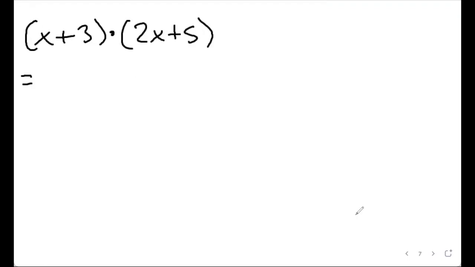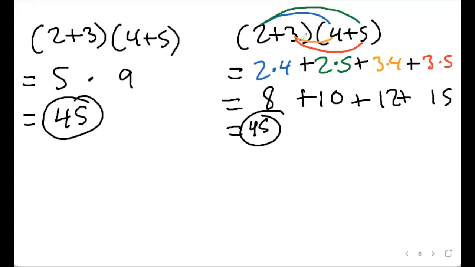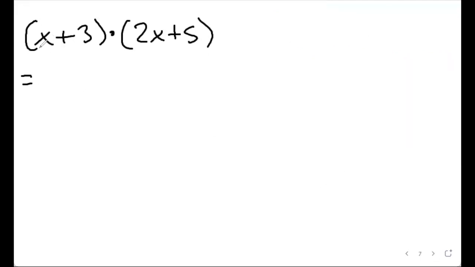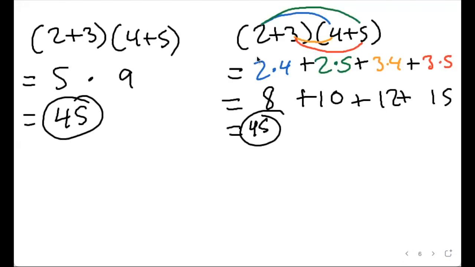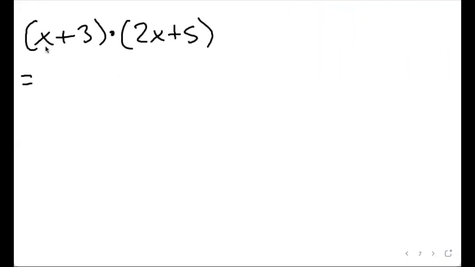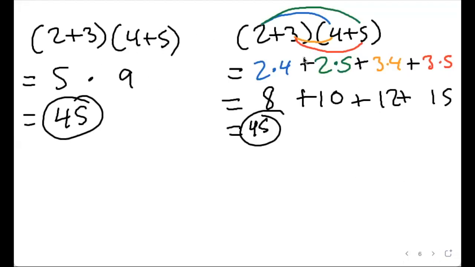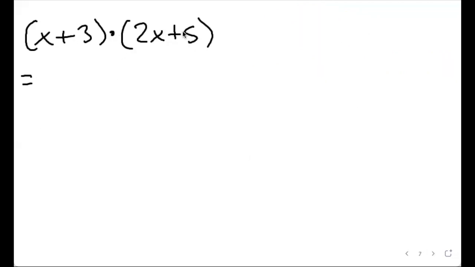So what if we had letters? What if we had like x plus 3 times 2x plus 5? Well, I think we could do it the same way we just did this. I know we have letters here, but it really doesn't change a whole lot. Remember that in math, letters are supposed to be numbers. So if we have a cool trick that works here, then why wouldn't it work here? In both cases, we're basically just dealing with a bunch of numbers.